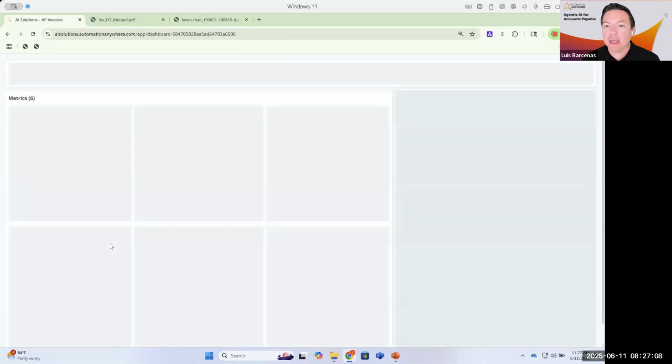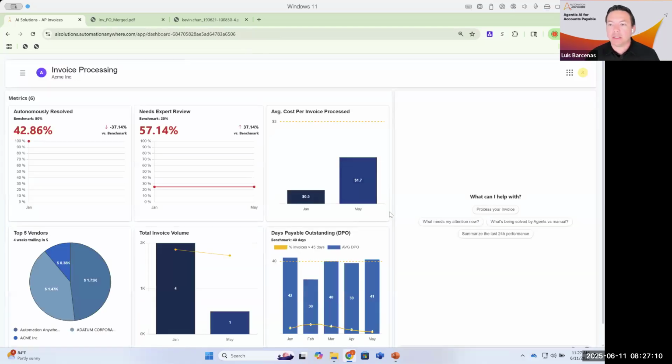and I'm going to log in to my system. As soon as I log in, what I'm going to see is again an entire dashboard that shows me all of the different KPIs and metrics that I'm interested in as an accounts payable specialist, where it shows me transactions, or invoices, that are being autonomously resolved, some other ones that need some type of human input, the average cost per invoice, DPO, and so much more.